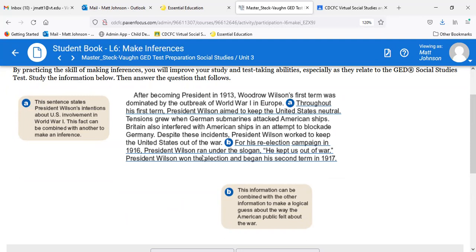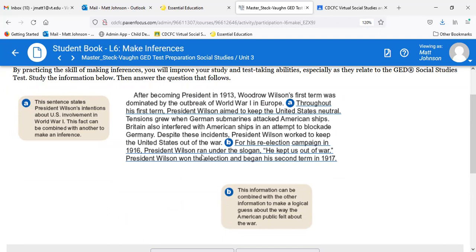So, considering that he campaigned on the idea of keeping us out of the war, through his first term he worked to keep us neutral, that we wouldn't get involved. And then part of his re-election campaign was keeping us out of the war. So if that is his campaign, you can assume that he is trying to appeal to the voter.